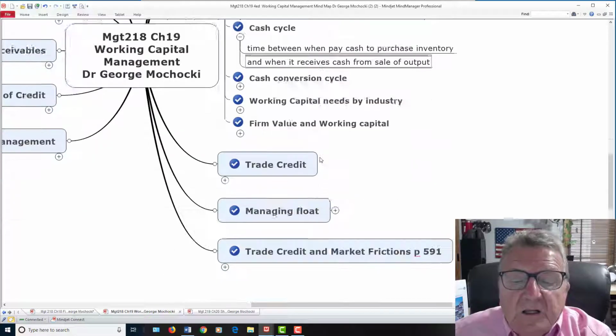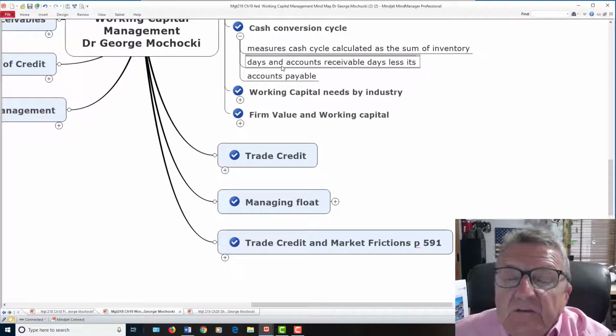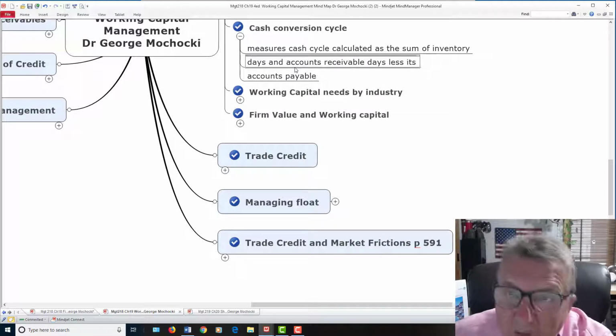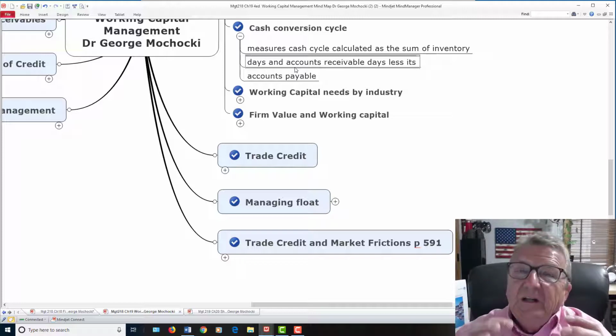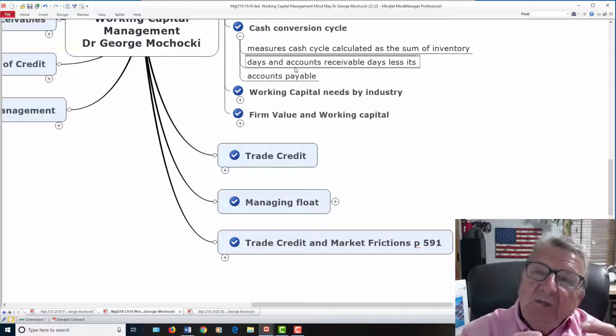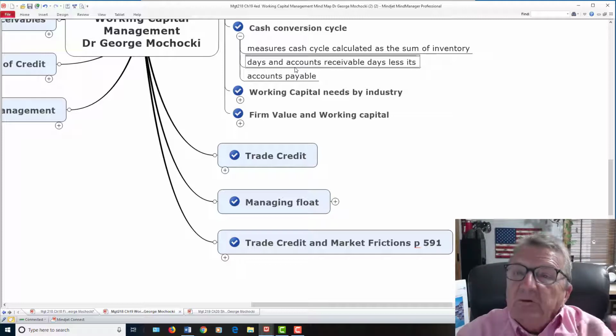Okay, now cash conversion cycle. If I'm looking at this, it measures the cycle calculated as the sum of inventory days and days accounts receivable, less the accounts payable, what I owe them. Remember, there are cycles, and I've got to make sure those cycles are tied in, so I have the cash when I need it, the cash to pay them, and the cash available. So I have to look at those cycles.